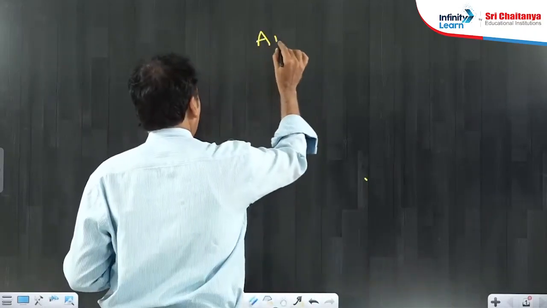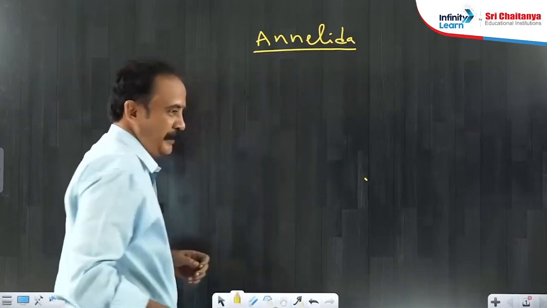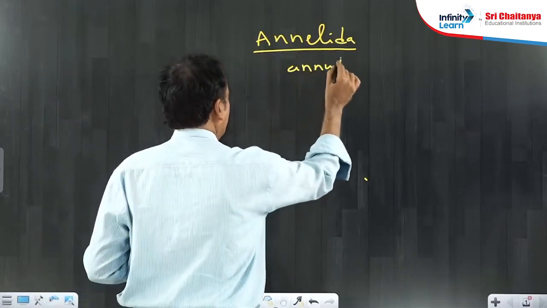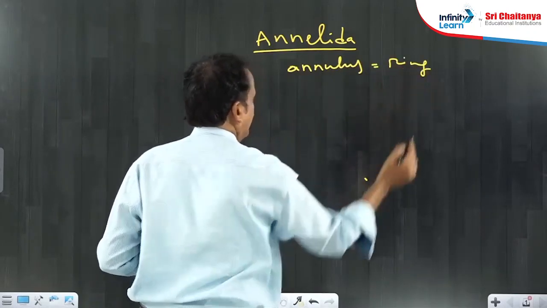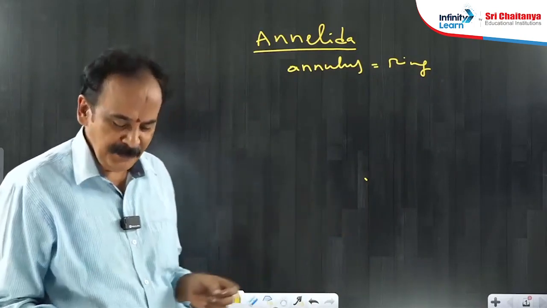Today I would like to give a brief detail about three phyla: Annelida, Arthropoda and Mollusca. The phylum Annelida is named from the term annulus, meaning a ring. The body has ring-like segments. That's how the phylum is named.